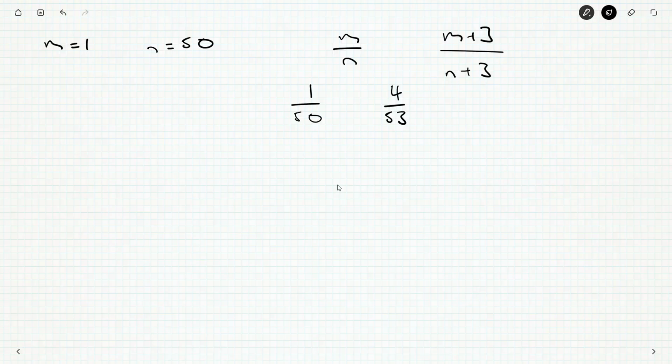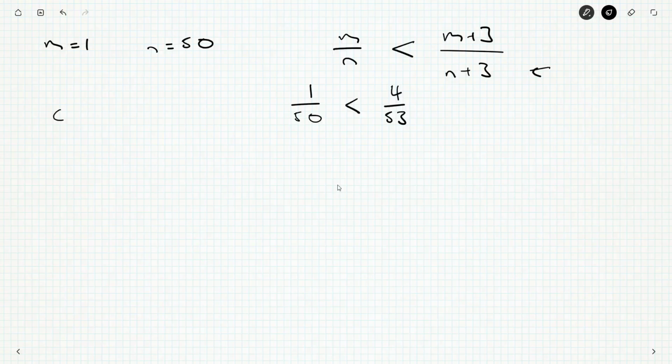And I would say it's not that hard to see that 1 over 50 is less than 4 over 53. Of course, if we need to, we can get a calculator out. But the numbers are so close that it's almost like 1 over 50 and 4 over 50. The 3 in the bottom is not doing a whole lot to us. So it's not that hard to see that this is going to be greater than. And this is actually true in general.